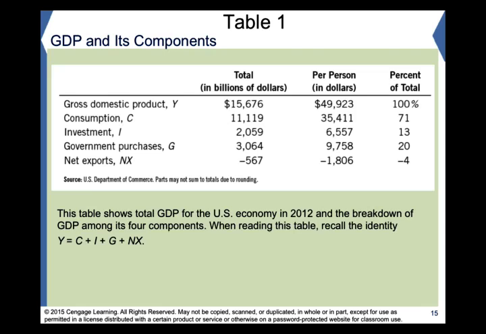And the government purchases was 3,064 total, and per person was 9,758 per person, and then percent of total was 20. Net exports was negative 567, and per person was negative 1806, and then percent of total is negative 4%.